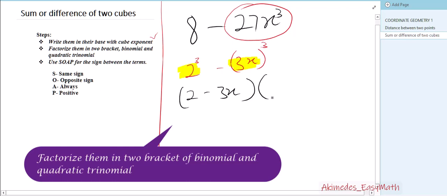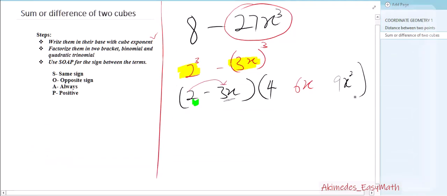For the quadratic trinomial, first of all, we square the 2, and when you square the 2, we get 4. Then we multiply these terms, the 2 and 3x, and we get 6x. Then we square 3x, so squaring 3x gives 9x squared. So now we have this.